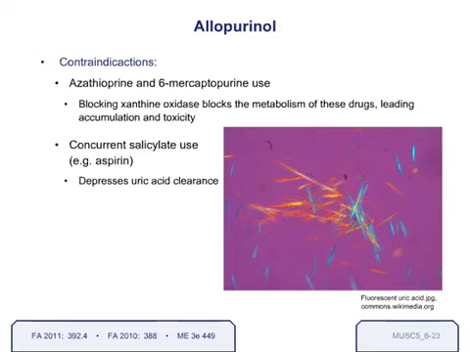And then also, you want to avoid giving salicylates, such as aspirin, when you're giving something like allopurinol. The reason is that pretty much all but the very highest doses of salicylates are going to depress uric acid clearance. Even high doses, 5 or 6 grams a day, have only minor uricosuric activity. So again, avoid salicylates when you're giving allopurinol.